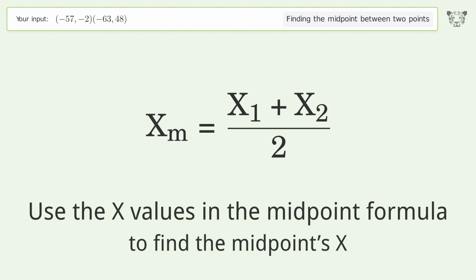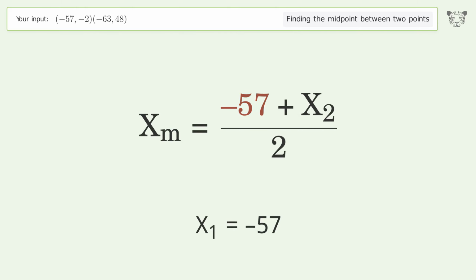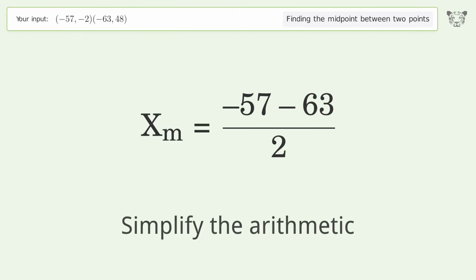Use the x values in the midpoint formula to find the midpoints x. x1 equals -57. x2 equals -63. Simplify the arithmetic.